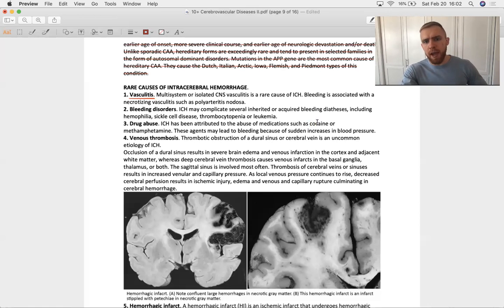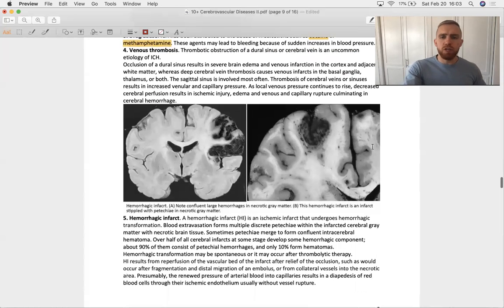Drug abuse, cocaine and meth. Well, what are those? Those are adrenergic agonists. What does that do? Those vasoconstrict. You got an alpha-1 receptor that vasoconstricts. So if you got a lot of blood volume, but your small arteries and capillaries won't relax, then putting that high blood volume, that high blood pressure through them can predispose them to rupture. Venous thrombosis, yeah, because that's going to cause a buildup of pressure behind the obstruction that can lead to a hemorrhage. I hope that makes sense to you.